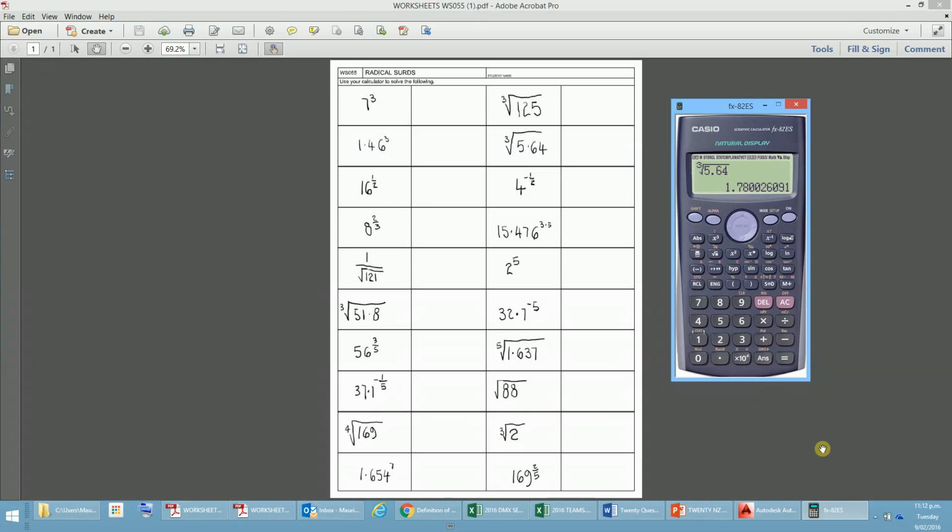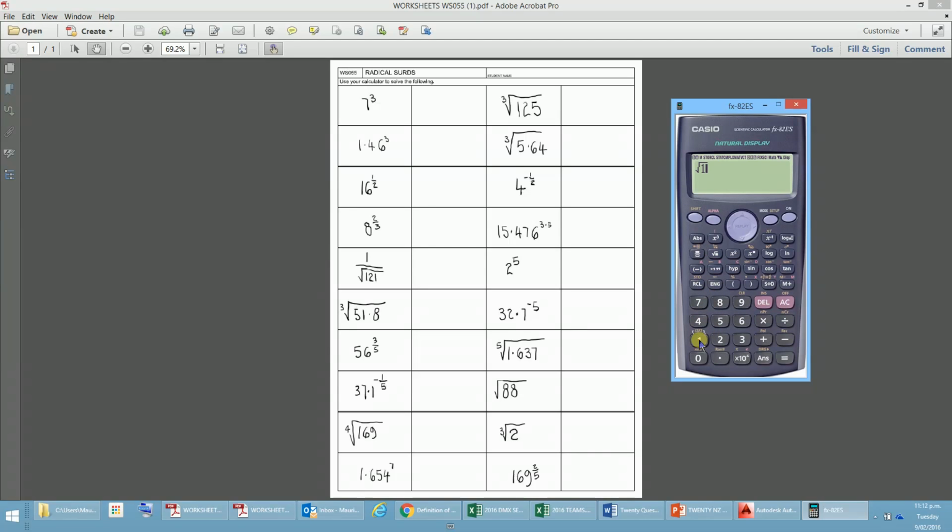16 to the half. When they're to the half, I think you'll find that actually means the square root. So the square root of 16 is actually 4. But if we go 16, I think we can just push the square root button there. Oh no, let's go here.